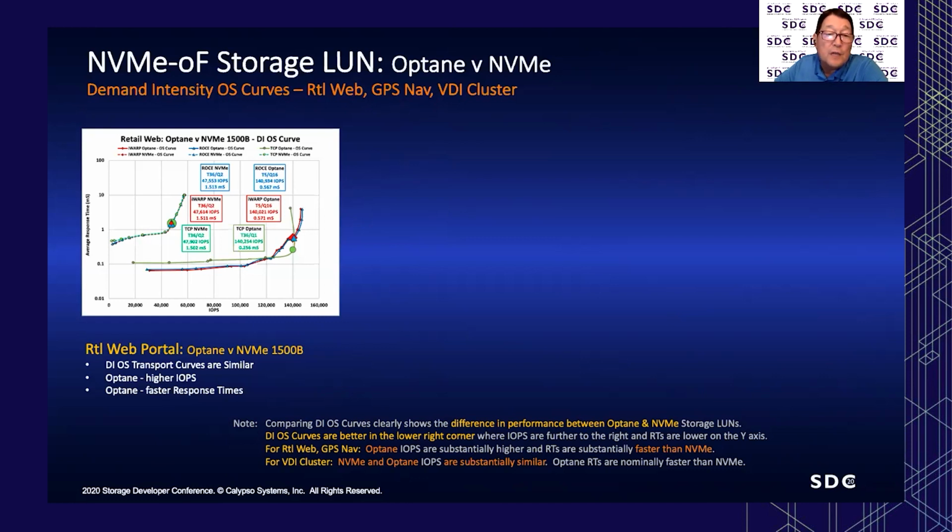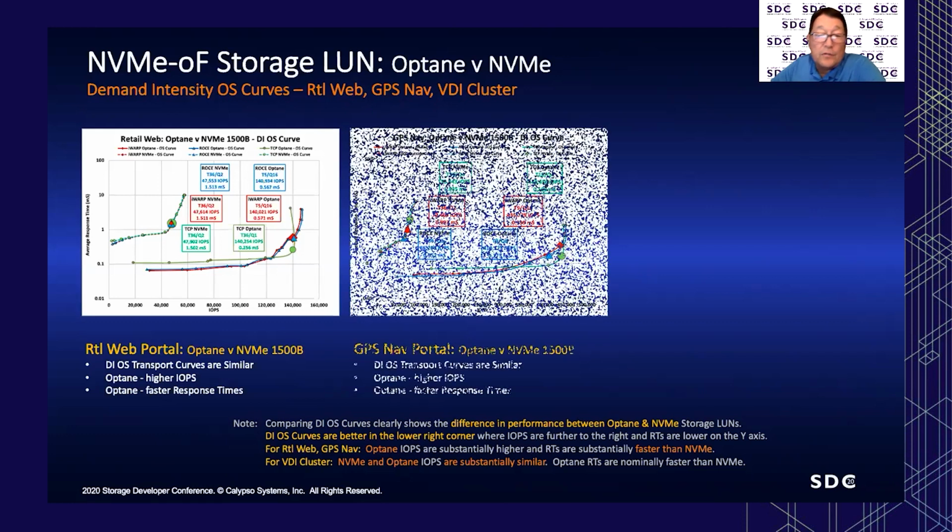Clearly, you can see Optane is 140,000 versus 40,000 for the NVMe, and you can see the response times are much faster, all below 1 millisecond for Optane and 2 to 3 milliseconds for the NVMe. Note that the response time scale is log.